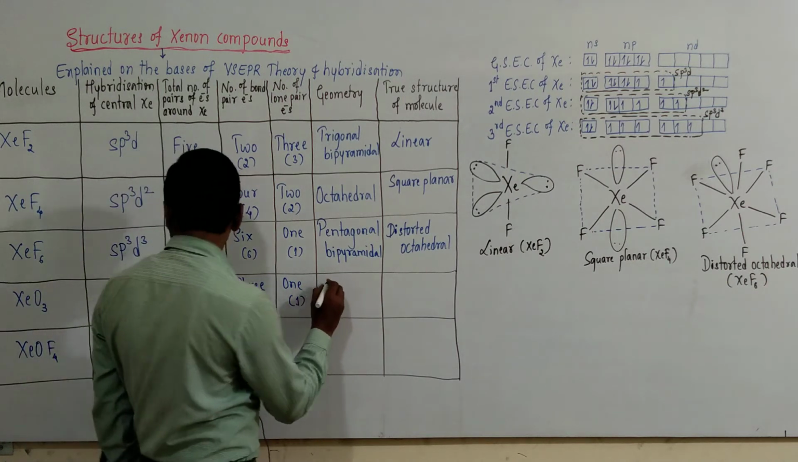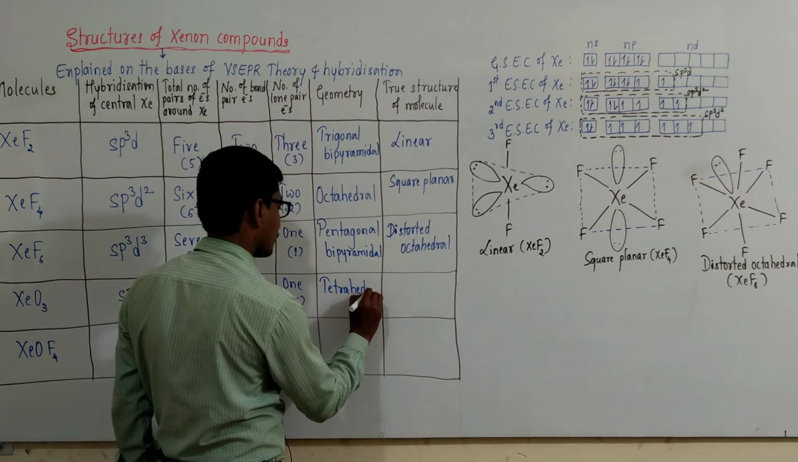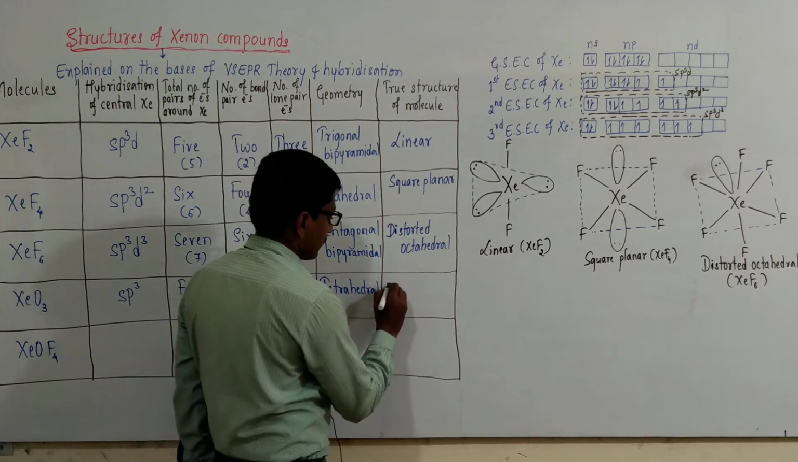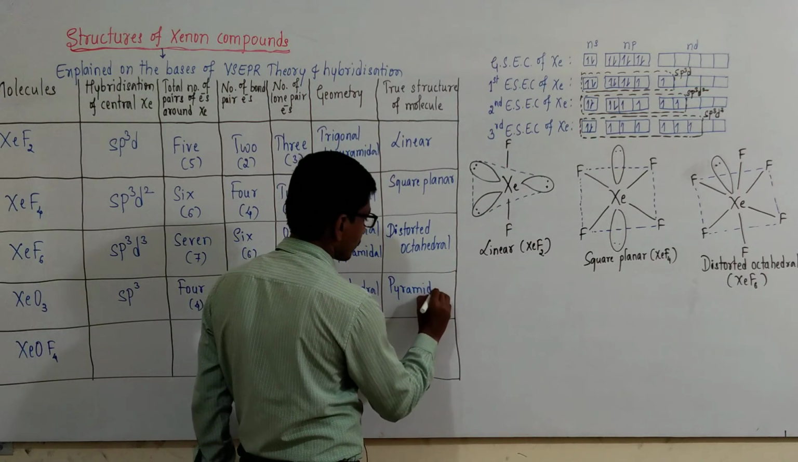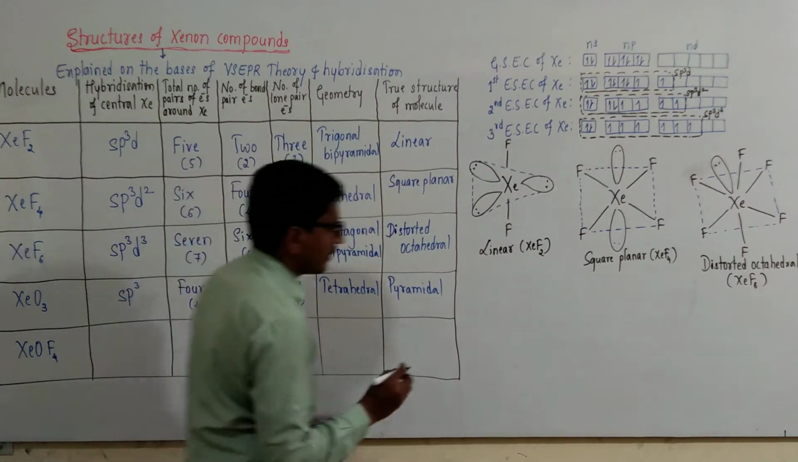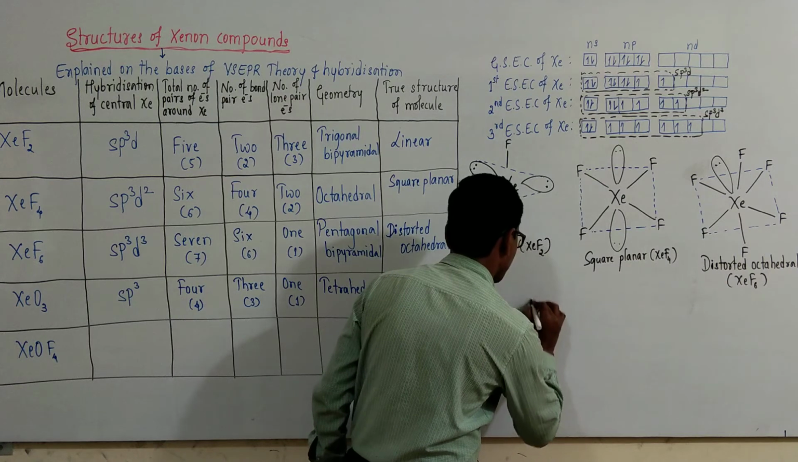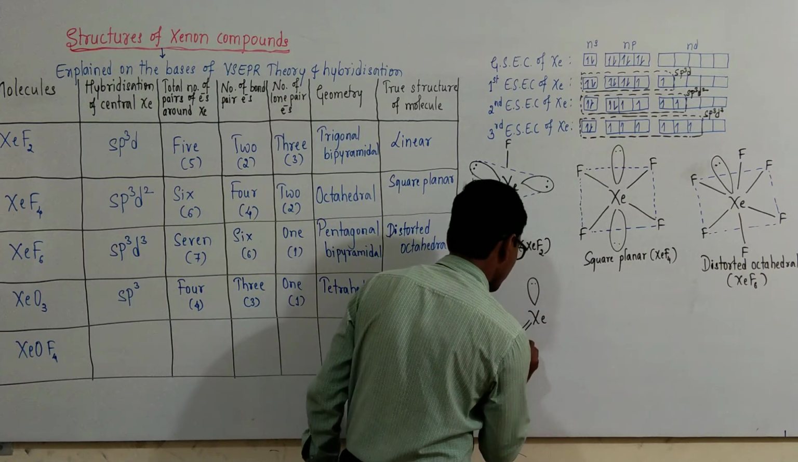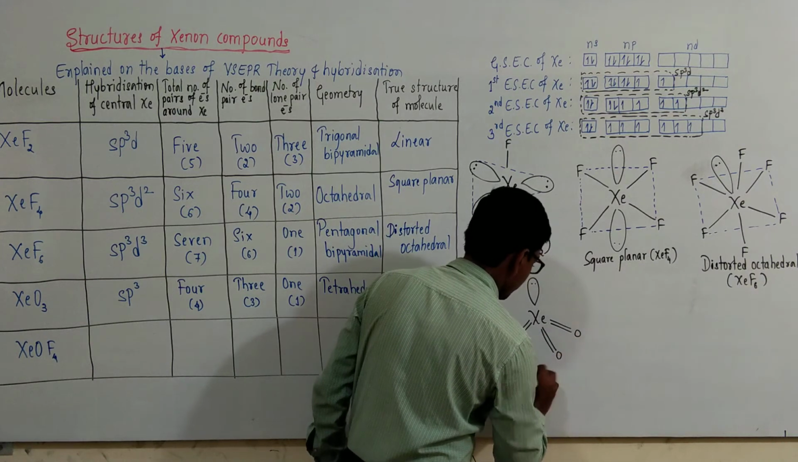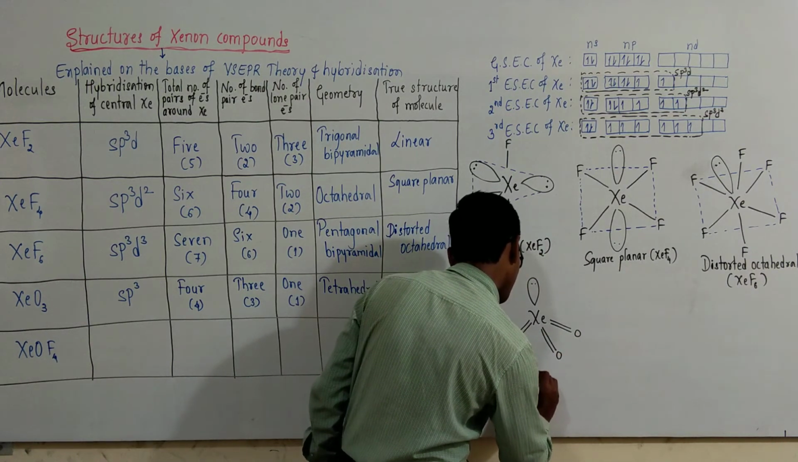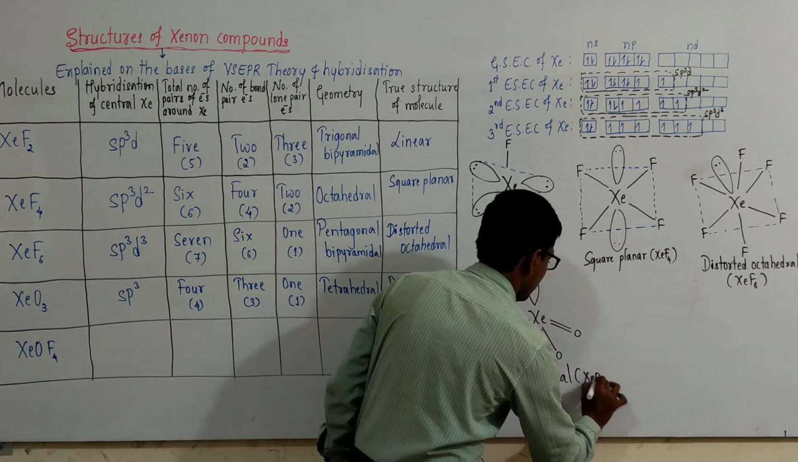and the actual geometry is tetrahedral, and the true structure is pyramidal, and its structure is Xe, 1 lone pair. This is pyramidal XeO3.